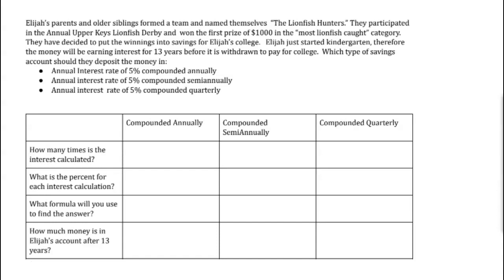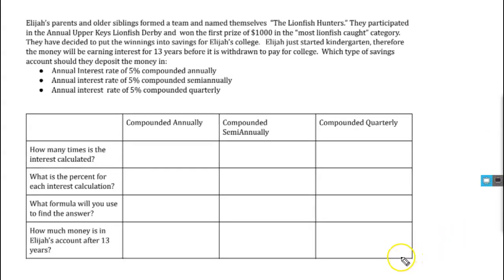One with an annual interest rate of 5% compounded annually, an annual interest rate of 5% compounded semi-annually, and an annual interest rate of 5% compounded quarterly. So you have a table that helps us walk through how we might approach this situation. First, how many times is interest calculated? When we say interest is compounded, that is the term we use to talk about how often the interest is actually calculated and added to your account. So if it's compounded annually, that's just once a year.